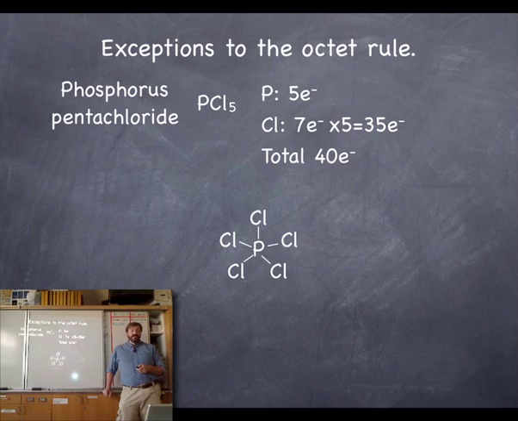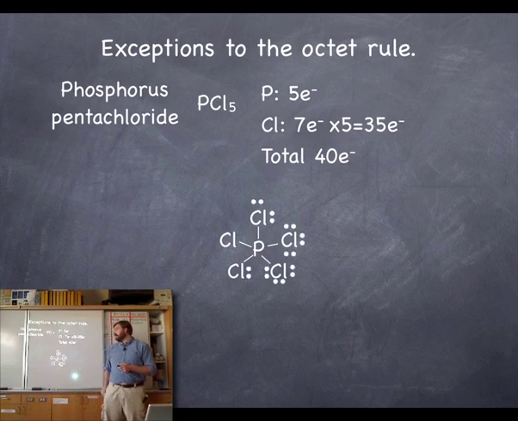So we used up 10 electrons. We've got 30 left. Each chlorine needs how many electrons to fulfill the octet rule? Each one needs 6 more, and there's 5 of them. That's going to be 30.